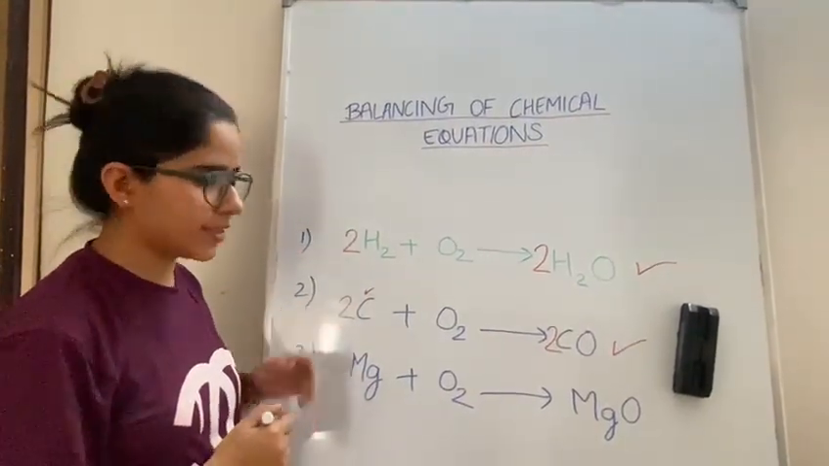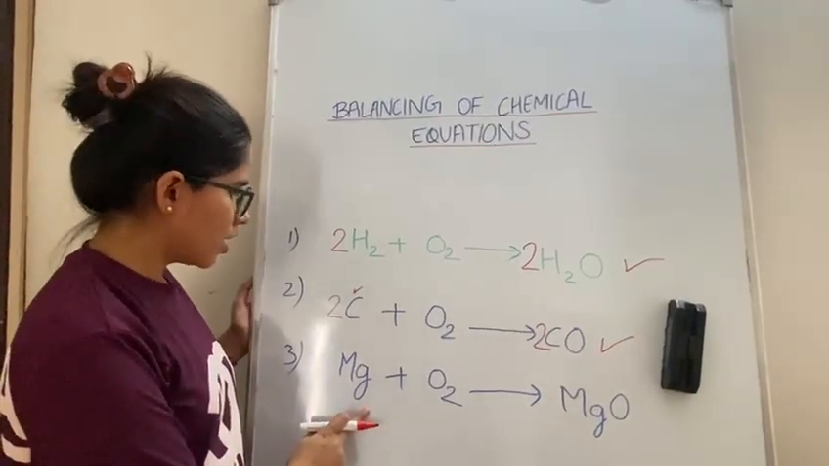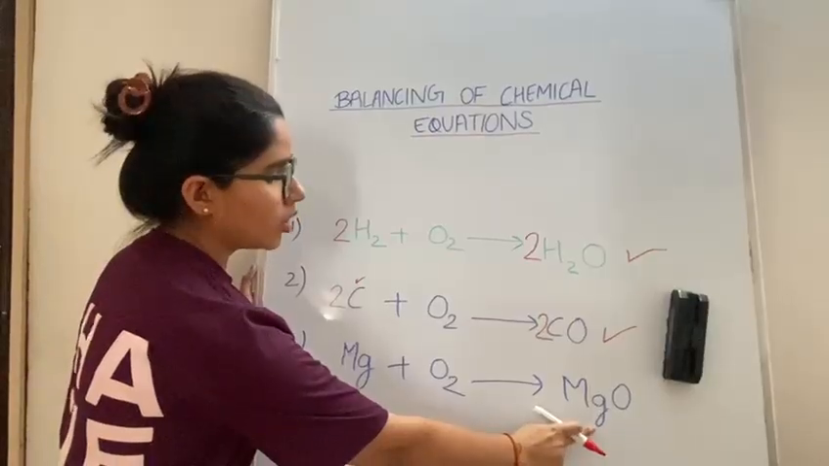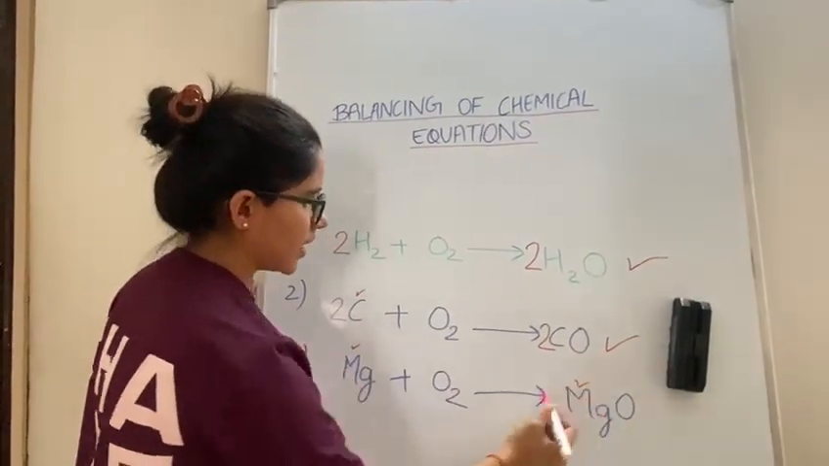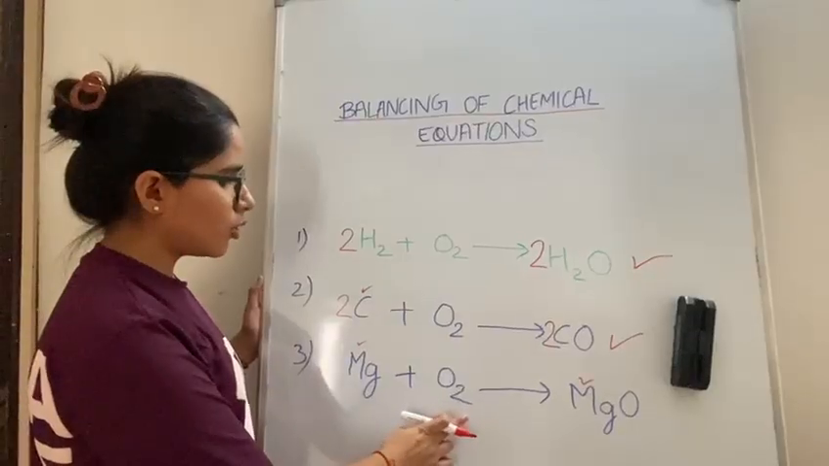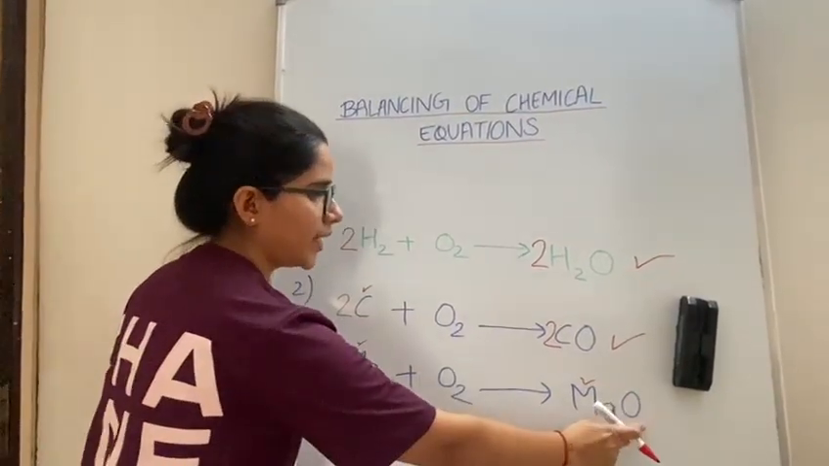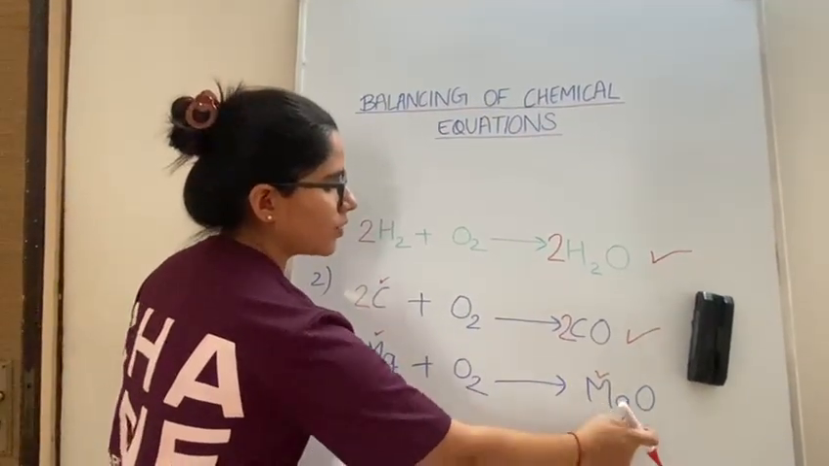So first of all I will check the number of atoms of magnesium. Here I have only 1 atom of magnesium and here also I have only 1 atom of magnesium. So I can say it is balanced on both sides. I will check the number of atoms of oxygen. Here I have 2 atoms of oxygen and here I have only 1 atom of oxygen. So to make it 2, I will multiply this by 2.